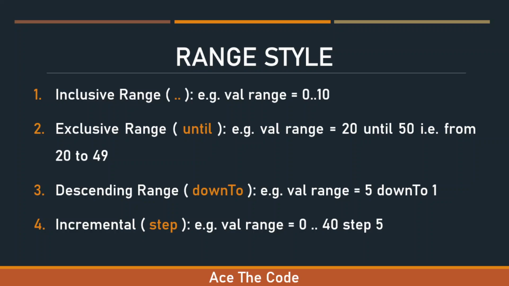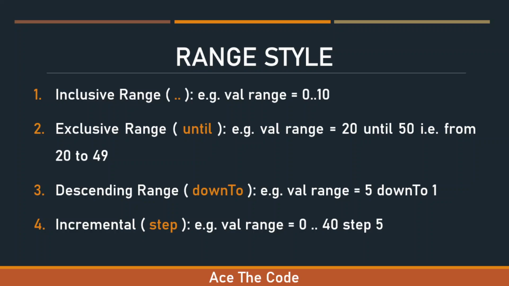Apart from these types, every range can be created in different styles. The first way is the inclusive range. In an inclusive range, we use the double dot operator, and it means that the start value and end value are inclusive. For example, in example 1, I have created a range from 0 to 10. It means the values of that range would be 0, 1, 2, 3, 4, 5, 6, 7, 8, 9, and 10.